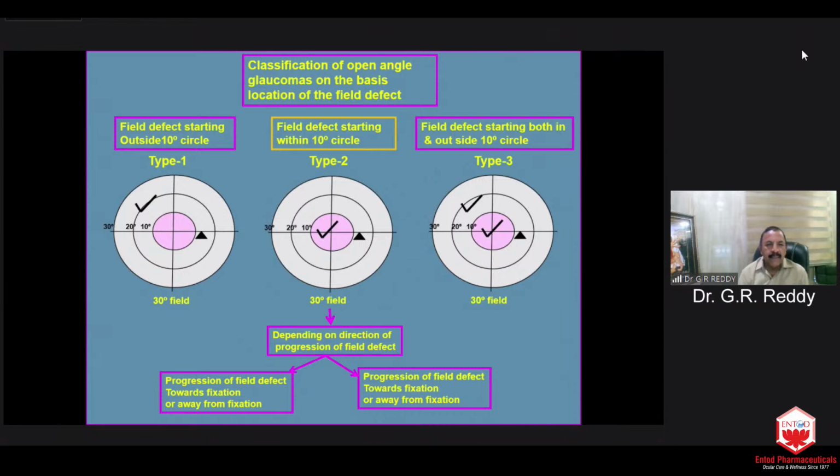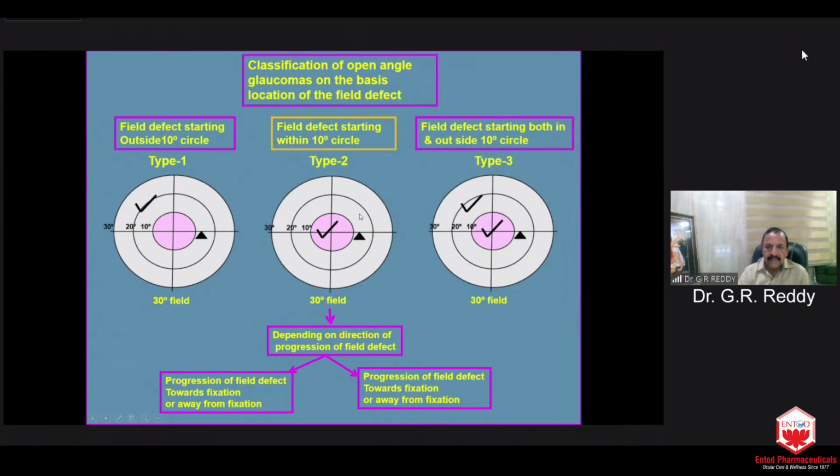the glaucomas can be classified into type 1, where the glaucoma starts outside 10 degrees, type 2, glaucoma starting within 10 degrees, and glaucoma starting both outside and within 10 degrees simultaneously. And these can be divided into two subtypes: the field defect traveling towards the fixation, or the field defect progressing away from fixation.